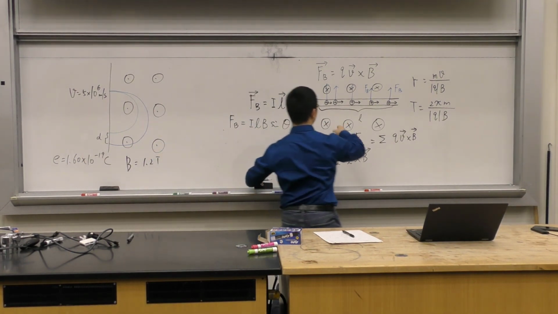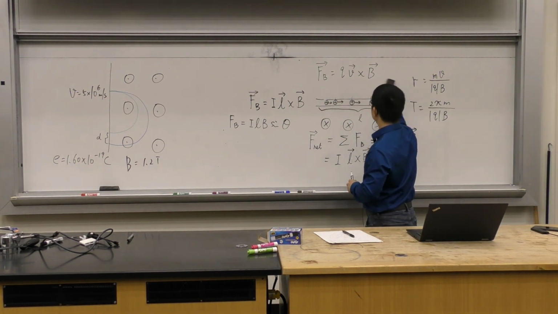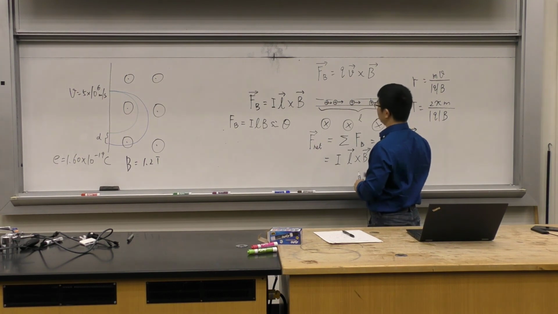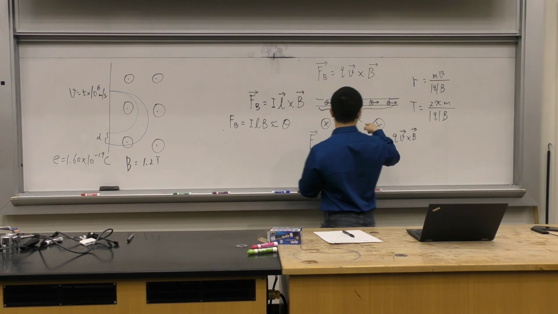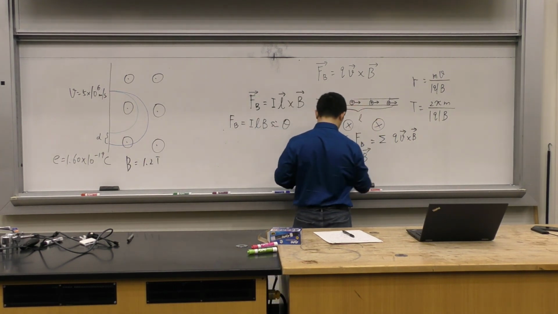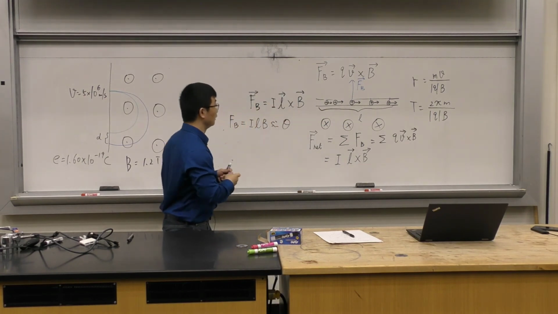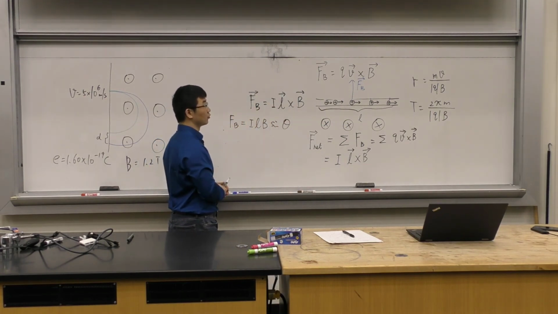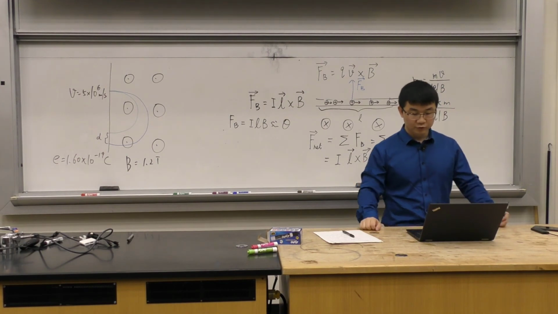So in this case, for example, I don't need to worry about the force on each charge. If I just want to use this equation, the current is going that way, and the magnetic field is into the page, so I would just do I toward B. So this whole conductor is going to feel a net force up. Okay? So that's the magnetic force on a current carrying conductor. All right, so that's how we use this law.